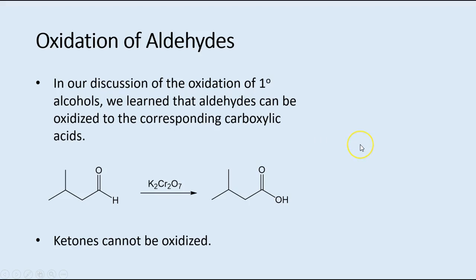Ketones cannot be oxidized. Why not? Because you have to have this H here in order to insert an oxygen to give the carboxylic acid. If there was another R group over here, then you would end up having to break a carbon-carbon bond in order to oxidize a ketone, and that does not happen with potassium dichromate.